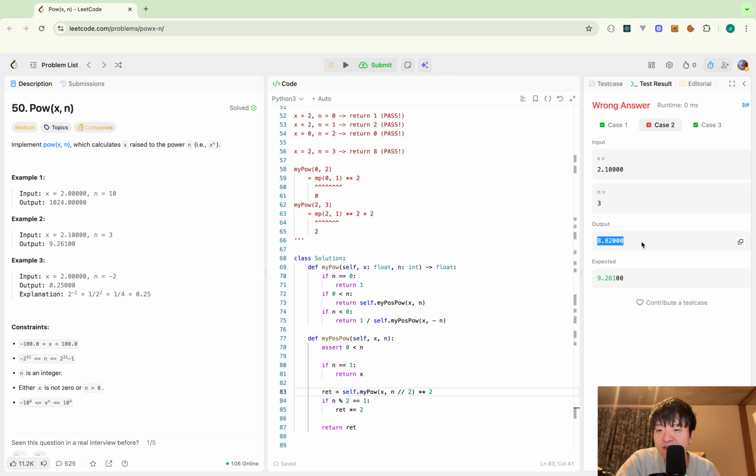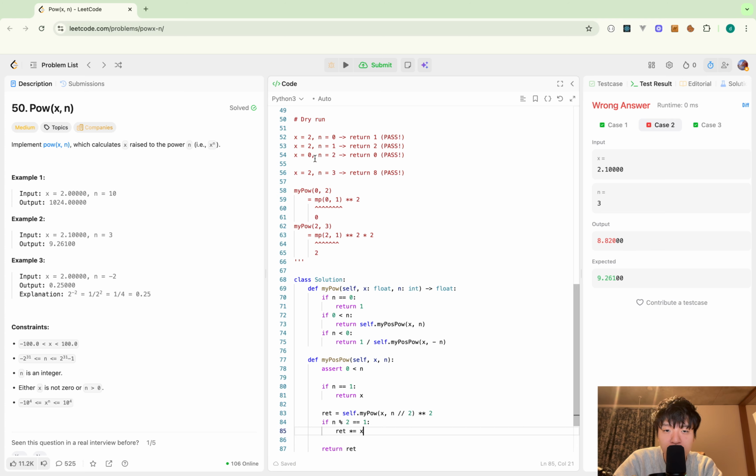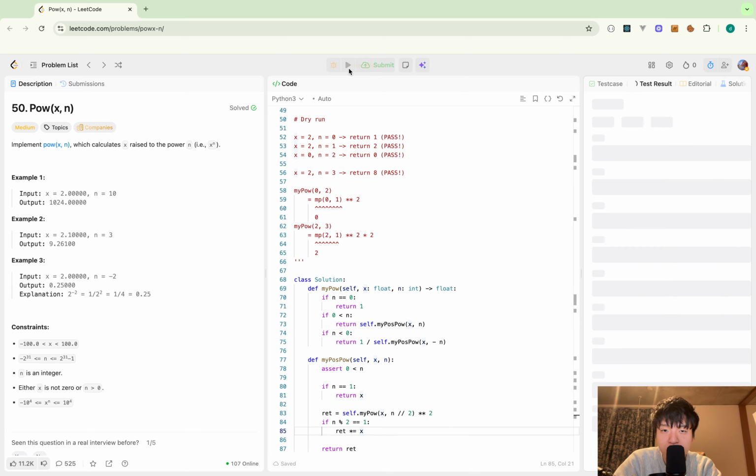How could I get this? I see here, I have to multiply x. Because I always cover this with x is 2, I couldn't cover it. Notice this, but yeah, I have to multiply x here.